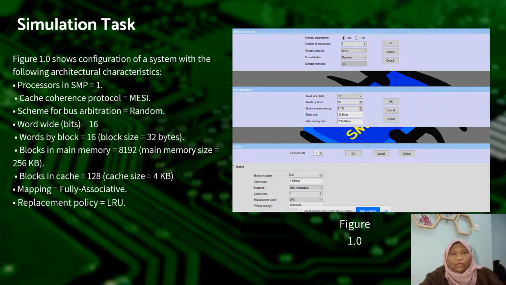Word width is equal to 16 bits. Words by block is equal to 16. Blocks in main memory is equal to 8192. Blocks in cache is equal to 128. Mapping is equal to fully associative, and the last one, replacement policy is equal to LRU.